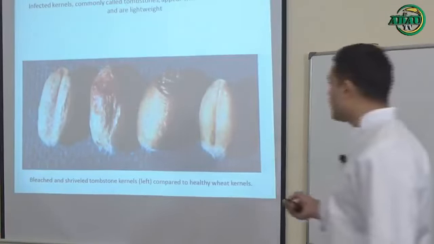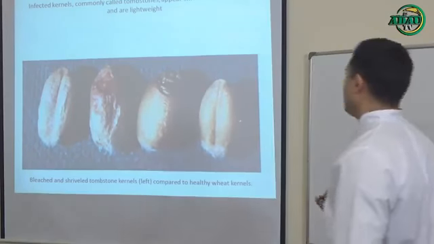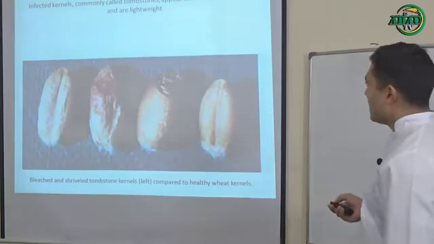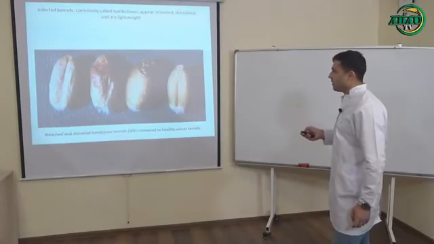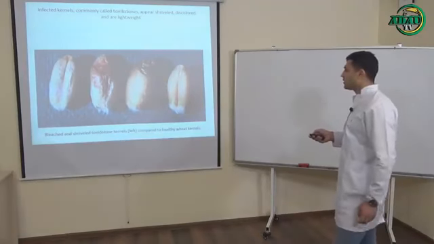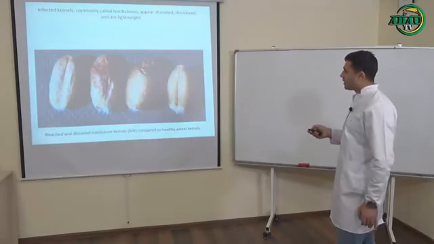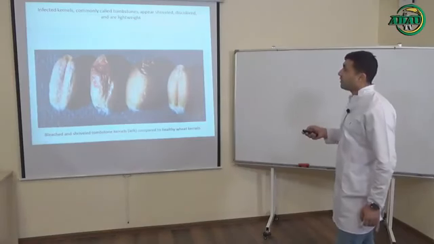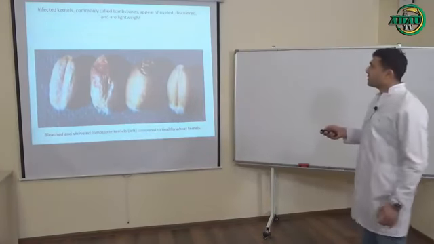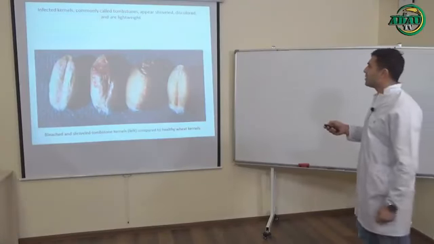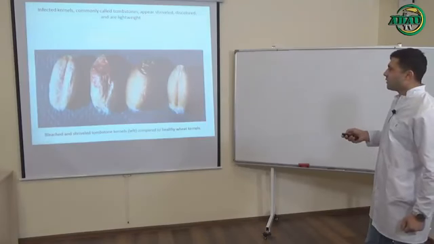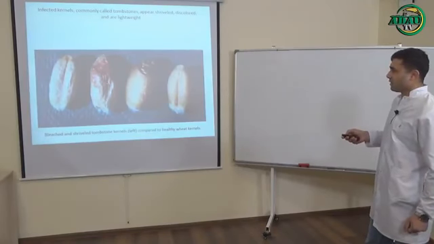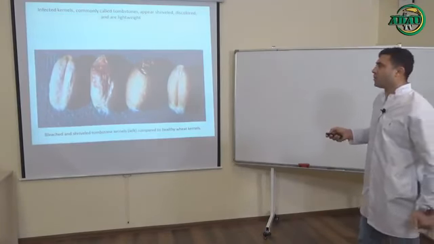So you can see clearly what is going on with the seeds. In the infected seeds, you can see here how the color has changed, and also the healthy seed. On the left side is the infected seed, and on the right side, healthy seeds. Infected kernels commonly appear shriveled, discolored, and lightweight. The weight is the difference between healthy and infected wheat. They lose their weight, they lose their color, and they lose their normal structure.